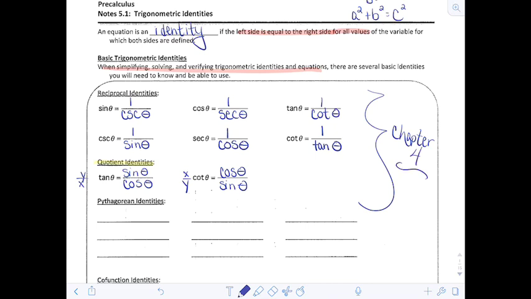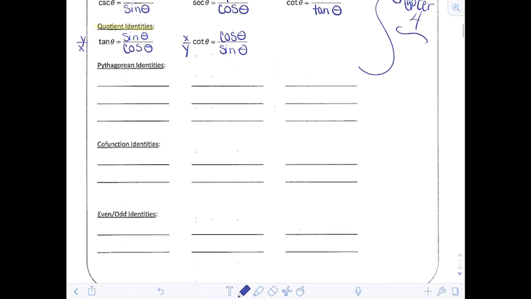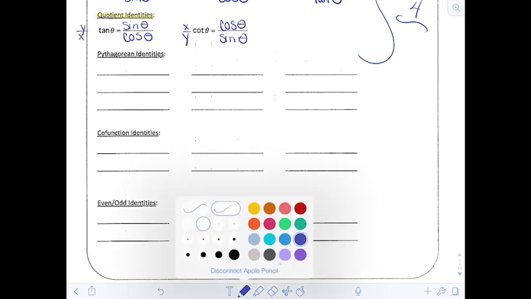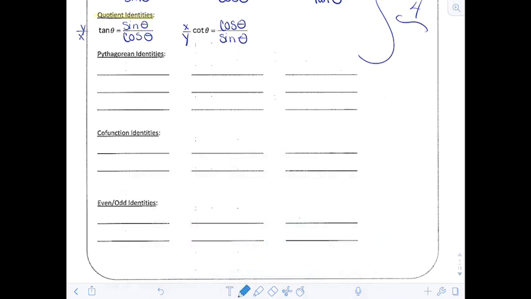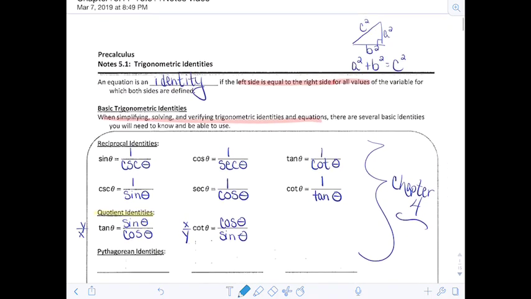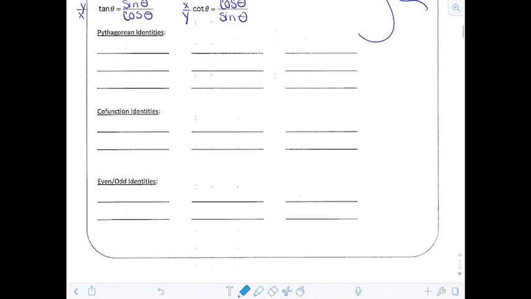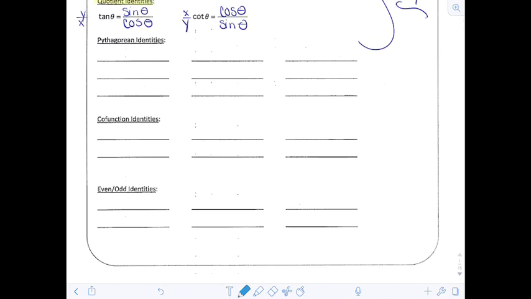Okay, now the rest of these, this second half, these are going to be brand new, but hopefully we can make these make sense to you by diagramming them out and talking about some of the things that we already know to be true about right triangles and theta all around the circle. So we're going to start with Pythagorean identities. And the thing that you think about is, of course, the Pythagorean theorem that you have known about since Algebra 1 or even middle school.